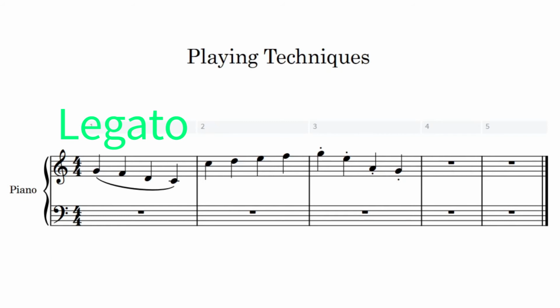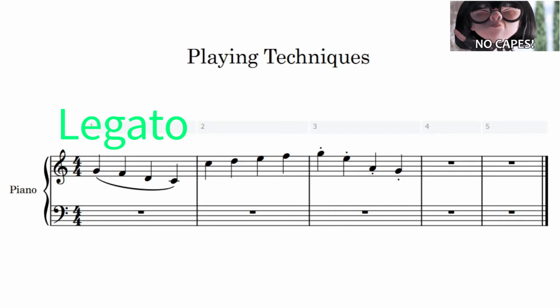So you play G, you play F, you let go of G, play D, let go of F, play C, let go of D. That would be tying the note. There would be no spaces.